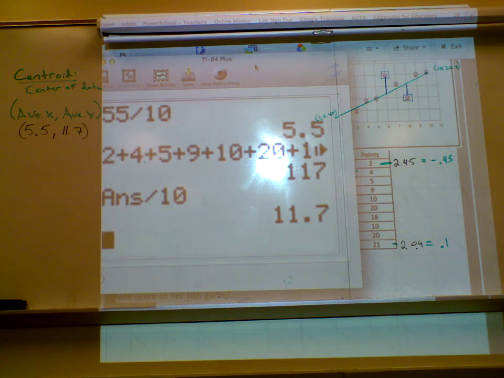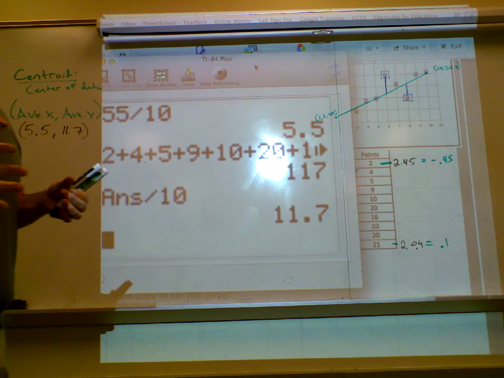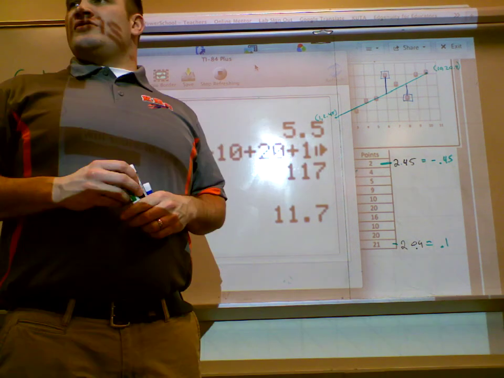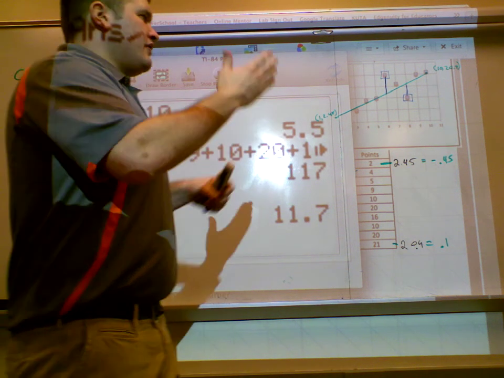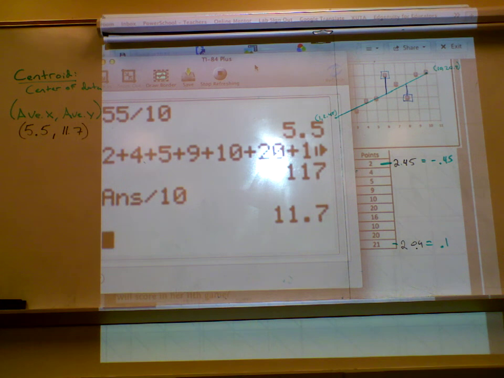Now, since this is the centroid, it is the center of the data. Where will it be on our graph? In the middle. Where will it be relative to the line of best fit? What do you guys think? You think it's on the line, Faith? Who agrees with Faith it's going to be on the line? Okay, you don't have faith in Faith, huh? All right. Well, let's try something out then.